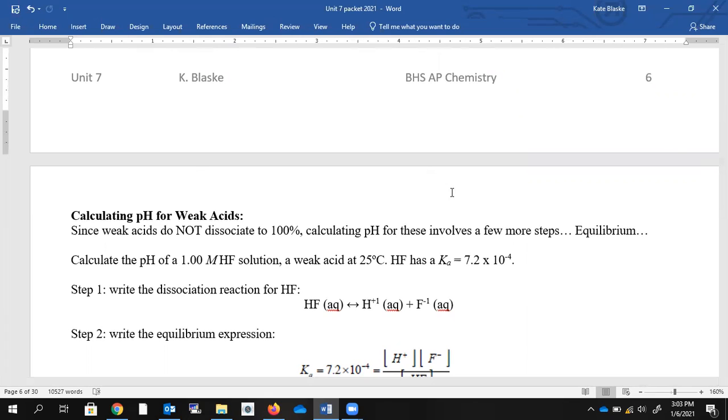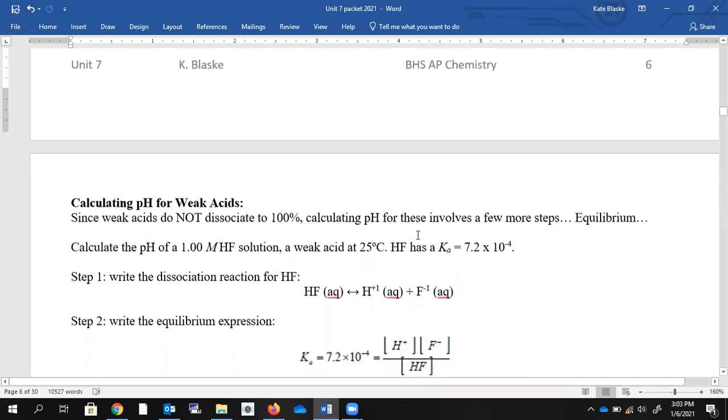We cannot just take the negative log of the concentration of H plus like we did for strong acids previously, because not all of that acid is dissociating. Not all of that acid is turning into and forming H plus ions. So we need to figure out how much dissociates first based on the K, find that H plus or H3O plus concentration from an ice chart, and then we can find the pH.